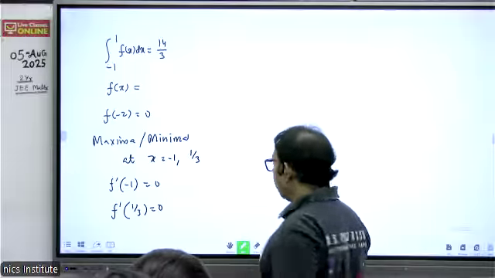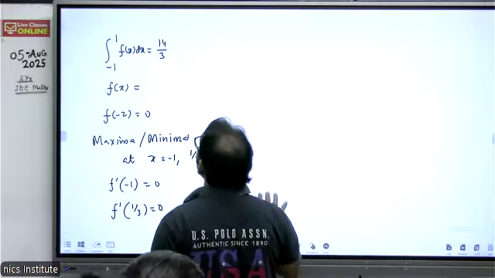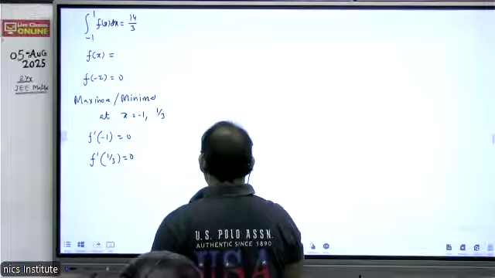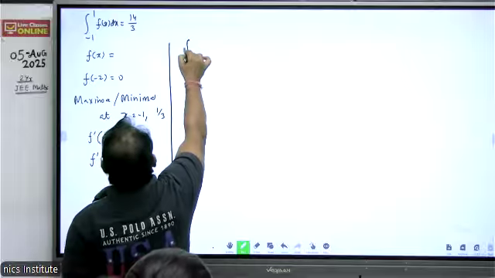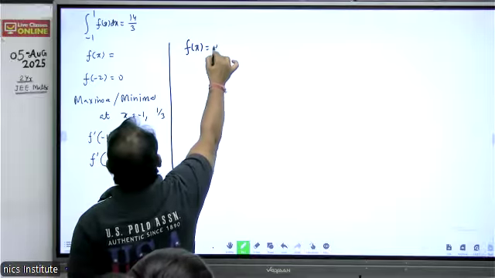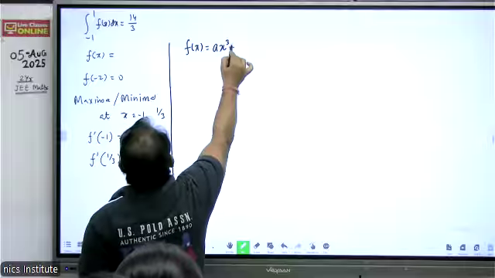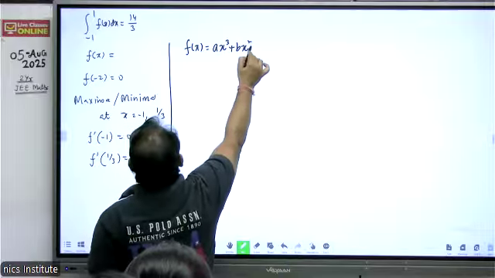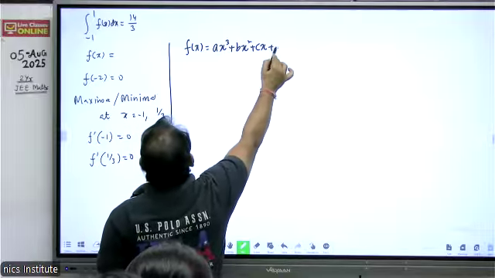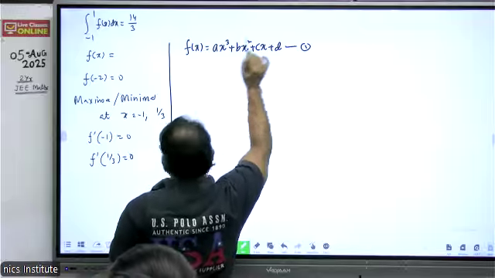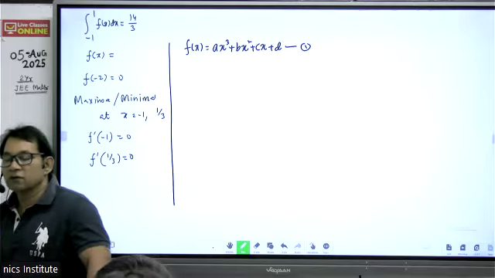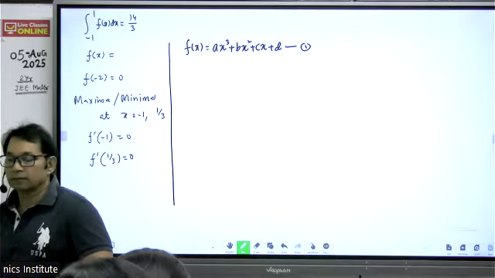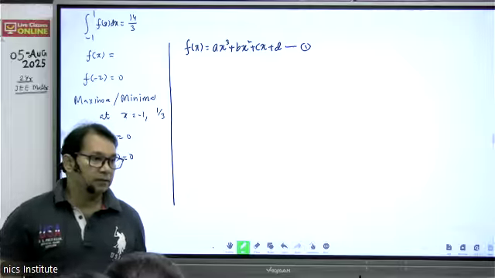And what is a cubic function? The cubic function is basically f of x is equal to ax cube plus bx square plus cx plus d. So there are 4 unknowns, 4 equations. Solve and answer. You have 10 minutes.